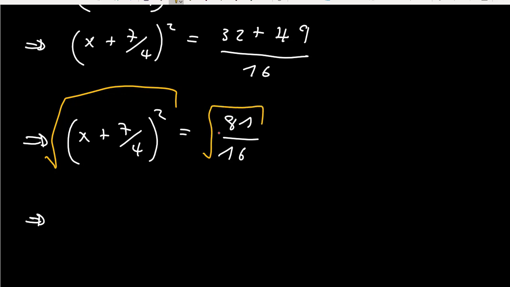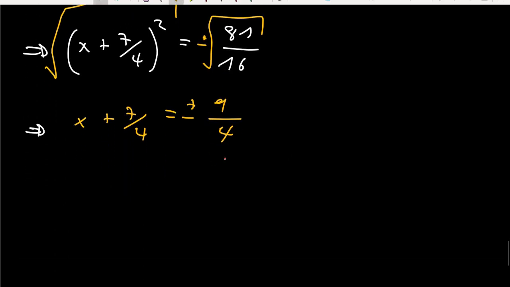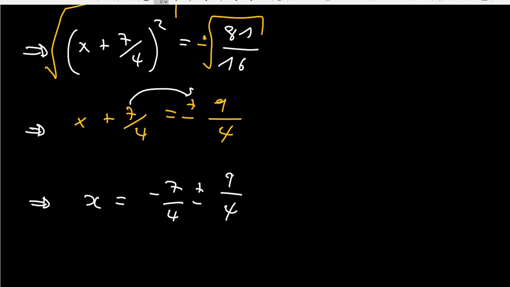So the next thing we do is we take the square root on both sides. So we get x plus 7 divided by 4 will be equal to plus or minus the square root of 81, which is 9, and the square root of 16 is 4. And so we now send 7 on 4 the other way, that is we subtract it from both sides. So it means our x will be equal to negative 7 on 4 plus or minus 9 on 4.